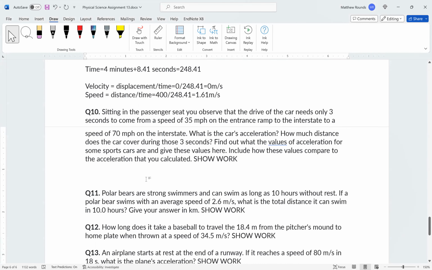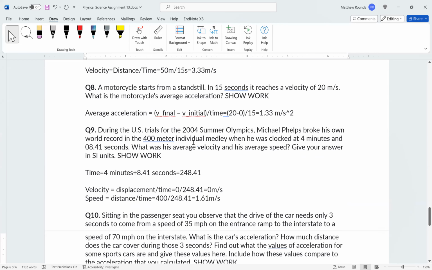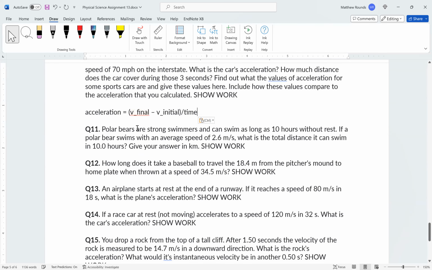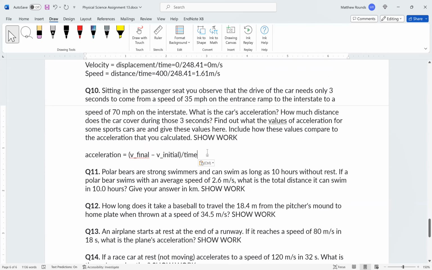Okay, sitting in the passenger seat, you observe that the driver of the car needs only 3 seconds to come from a speed of 35 miles per hour on the entrance ramp on the interstate to a speed of 70 miles per hour on the interstate. What is the car's acceleration? So the acceleration is the change in velocity, which is the final velocity minus the initial velocity over time. So what are the final and the initial speeds or velocities in this case when you're accelerating to get on the interstate?